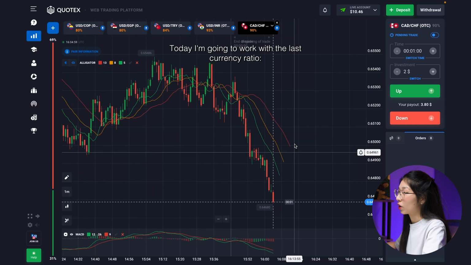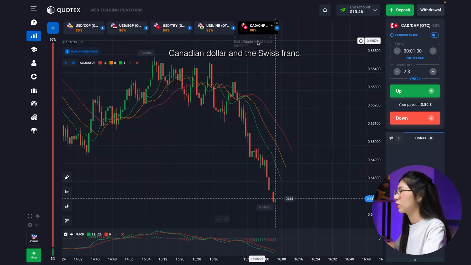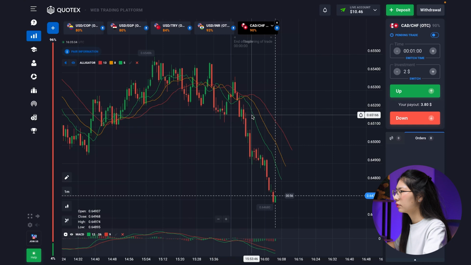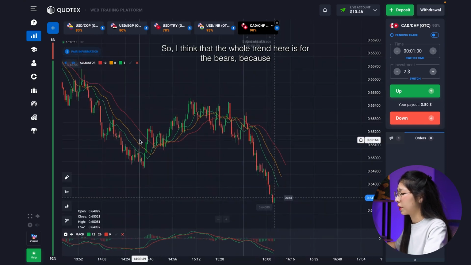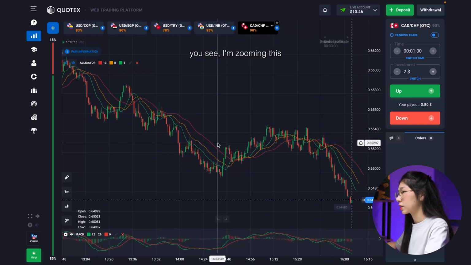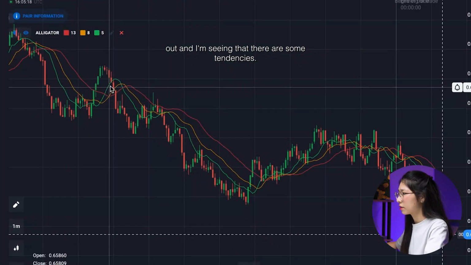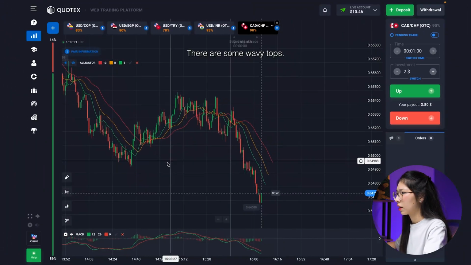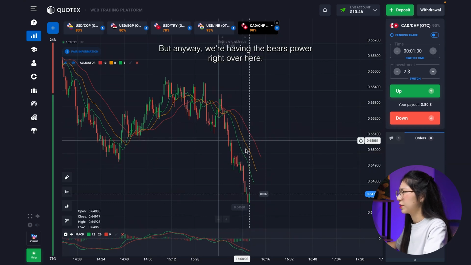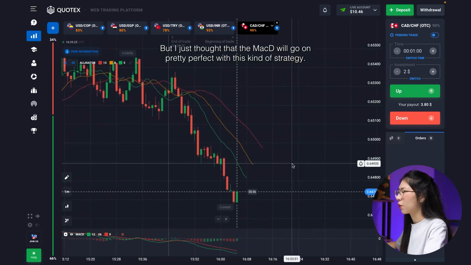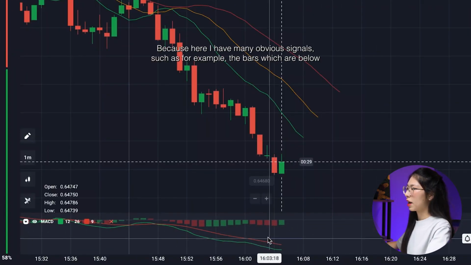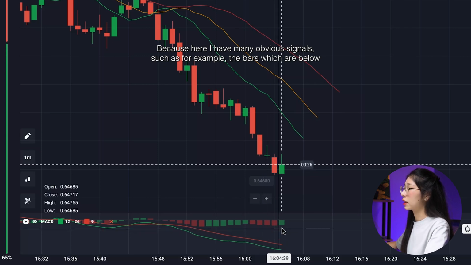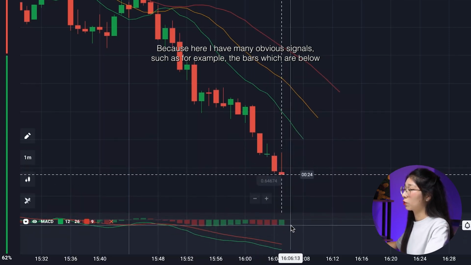Today I'm going to work with the currency pair Canadian dollar and Swiss franc. The indicator here shows me some tips on how to consider the trend. I think the whole trend here is bearish, because as I zoom out I see some tendencies and some wavy tops, but anyway we have the bears' power right over here. I just thought that the MACD will go perfectly with this kind of strategy, because here I have many obvious signals, such as the bars which are below the zero level.